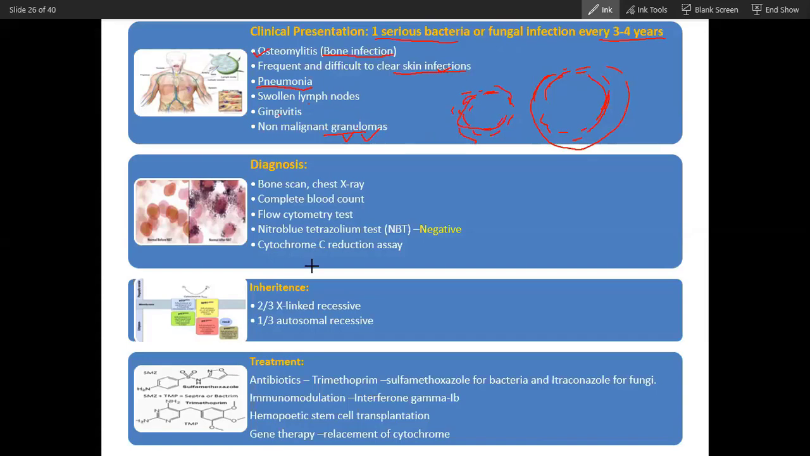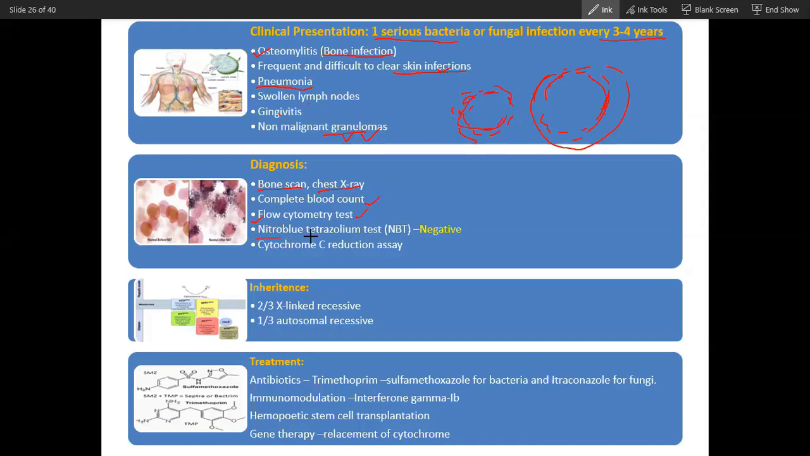Now how do you diagnose this? Diagnosis will be made by bone scan, if bone infection is there. If there is chest infection, to find it out you will do a chest scan, a complete blood count, and then a flow cytometry test, to see whether there is a defect in monocytes or the like.